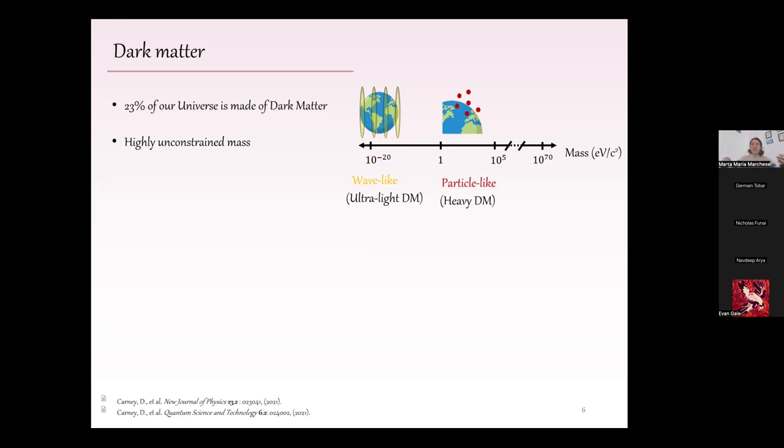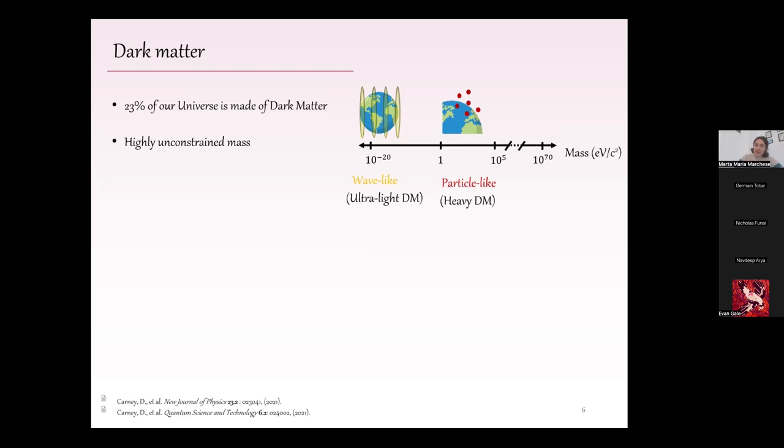So the mass range for these candidates spans from a few 10 to the minus 20 electron volt over c squared, up to hundreds of solar masses. So the range is extremely unconstrained. And this makes the test and the search for this particle also a big challenge, because according to the model of dark matter you want to detect, you might need a different experimental setup, so a different system to detect either small masses or large ones.